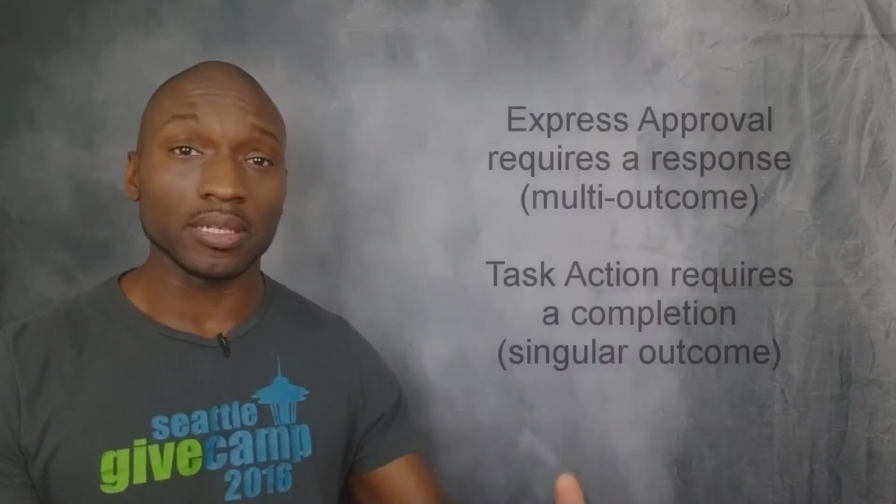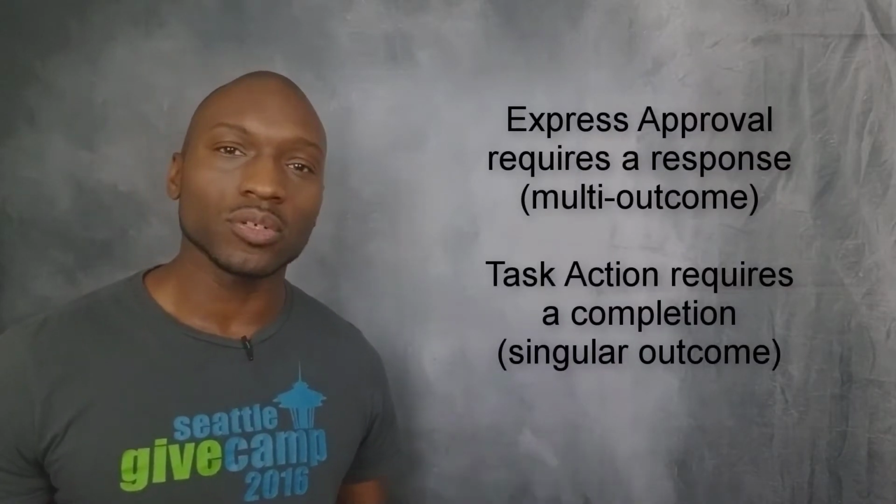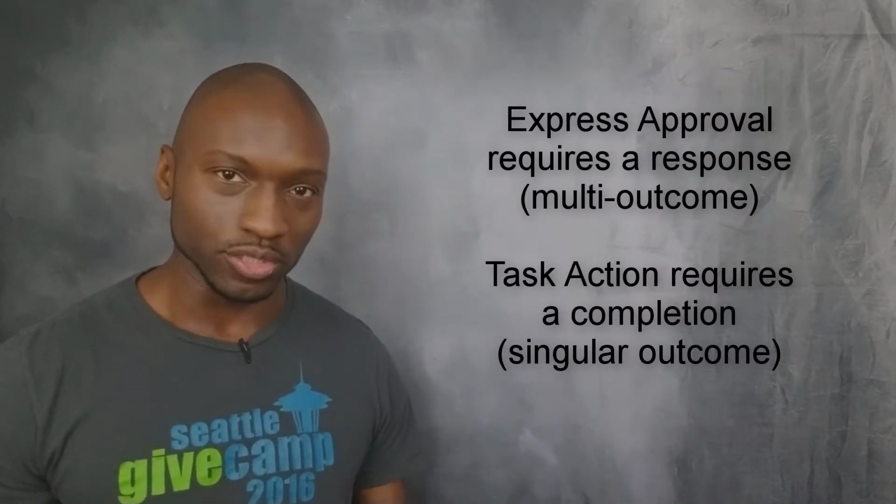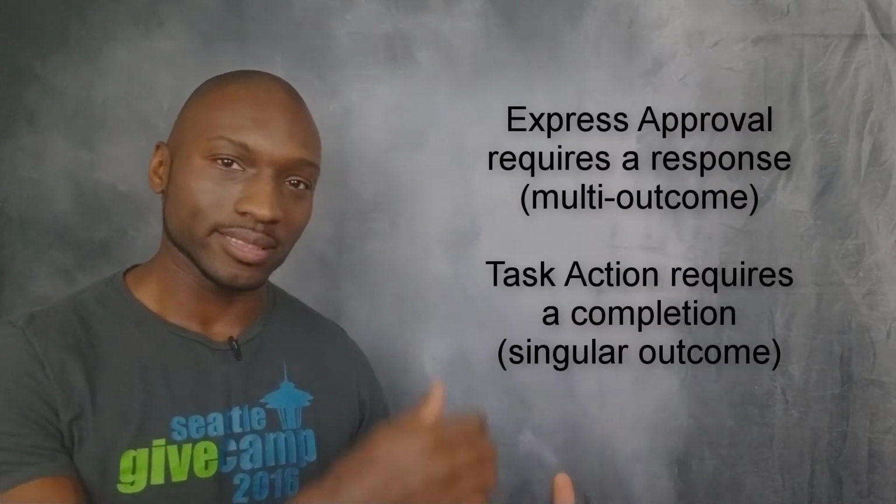All right, so the assign a task action. The assign a task action is fairly straightforward in what it does. You're assigning a task to someone and you want them to simply complete it. So the difference between that and an approval is simply an approval requires a response. The task requires a completion. So when the user completes a task, simply says done, then the workflow will continue on.